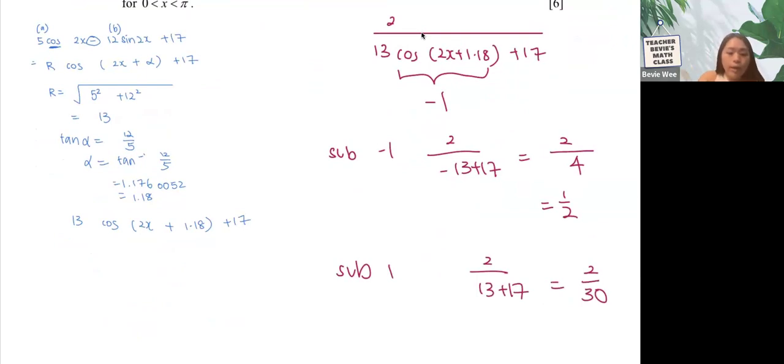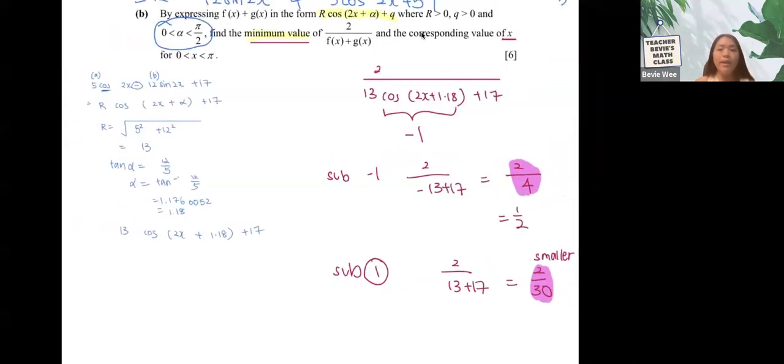Can y'all look at these 2 fractions, sorry. 1 over 2 and 2 over 30. Or rather, we shouldn't compare the 1 over 2. We compare 2 over 4. Same numerator. Can y'all tell me which fraction is smaller? Athalie, that's right. So this is a smaller fraction. But do you see that I actually sub in 1 to make it a smaller fraction? So this is one good example whereby it's not all the time when you see minimum, you sub in -1.